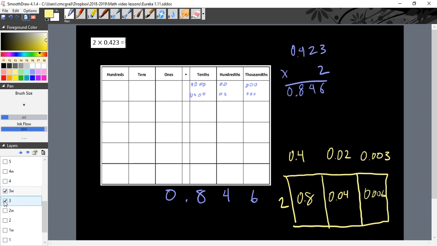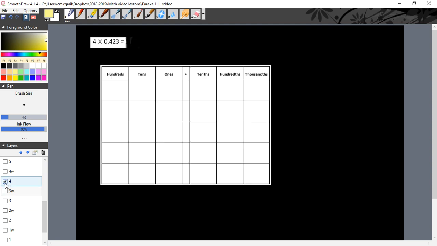So let's take this strategy and apply this to one more problem that's going to be slightly more challenging. So it's 0 and 423 thousandths times 4. So in my place value chart, I'm going to draw this 4 different times. Please do this with me. Pause if you need more time.